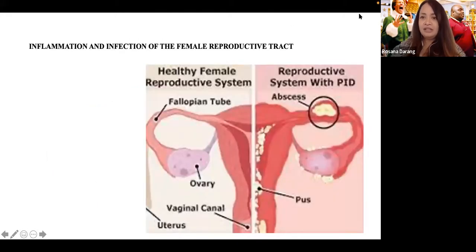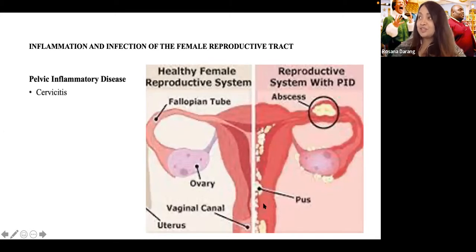Next, we have inflammation of the female reproductive tract. So this is an image of a normal or healthy reproductive system. And on this side of the slide, you can see this yellow stuff. Those are representative of abscesses. So it could start off as cervicitis, or inflammation of the cervix. This might be from a sexually transmitted infection.